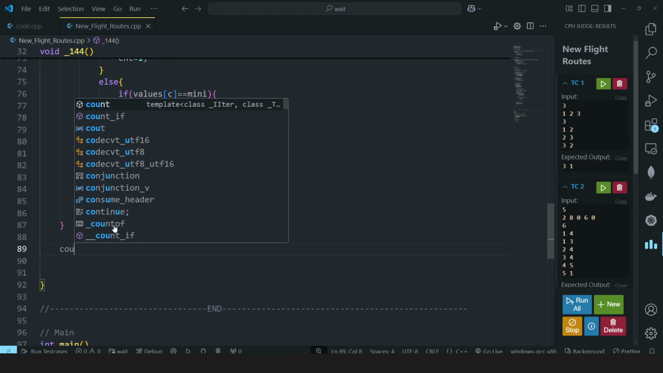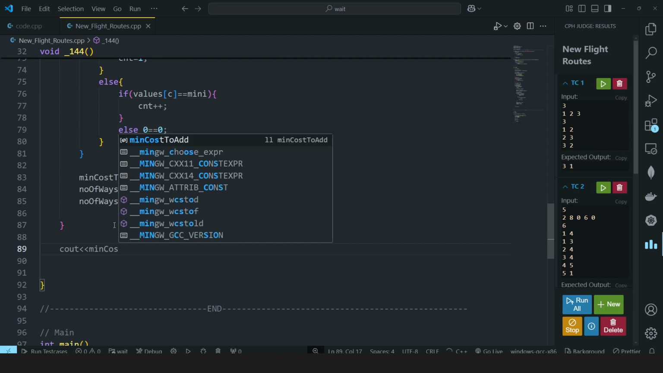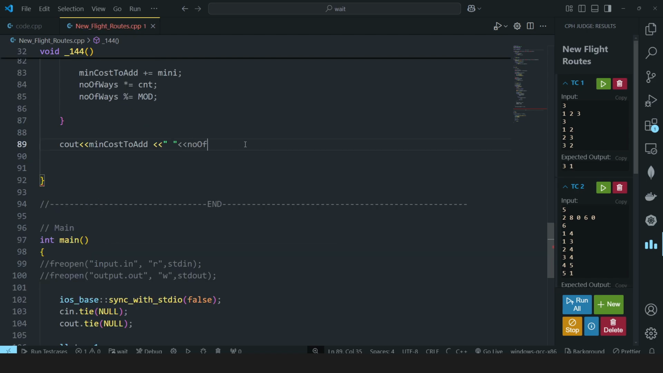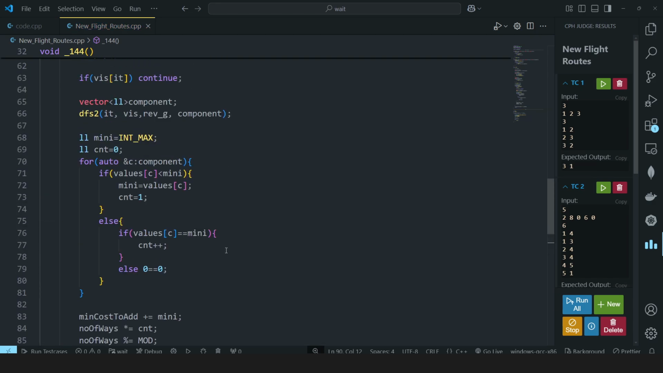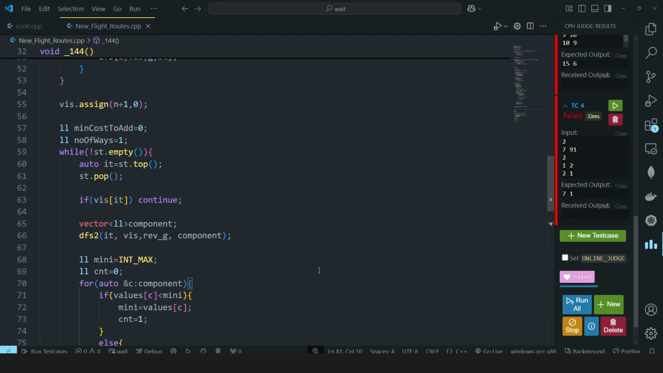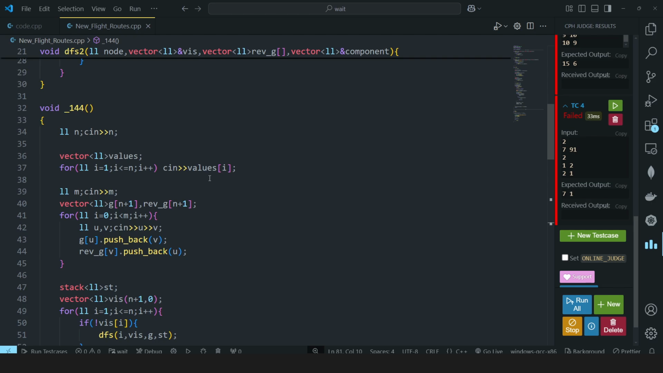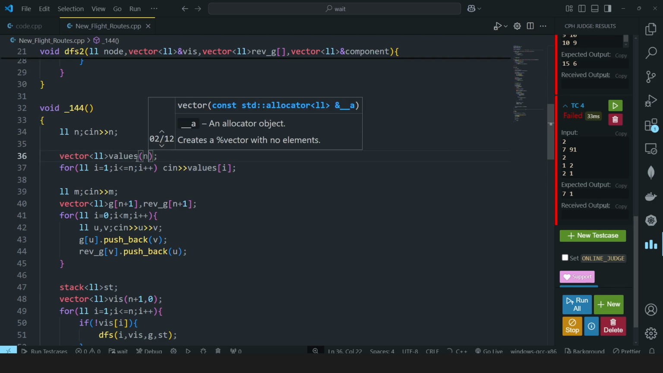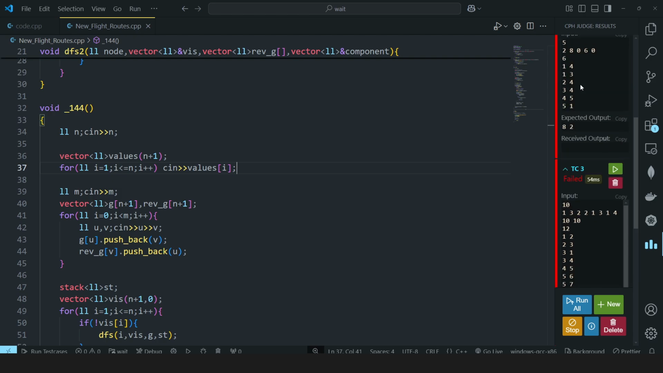And after this, I will finally print what? I will print the minimum cost to add and the number of ways of doing it, right? And after this, just do a return. So now I think I have written the complete code, and I think I made a very silly mistake here. Since I'm taking the input values like this, I think I should have given the size also initially, so n plus 1, right? That's why I think it was giving a wrong output before.